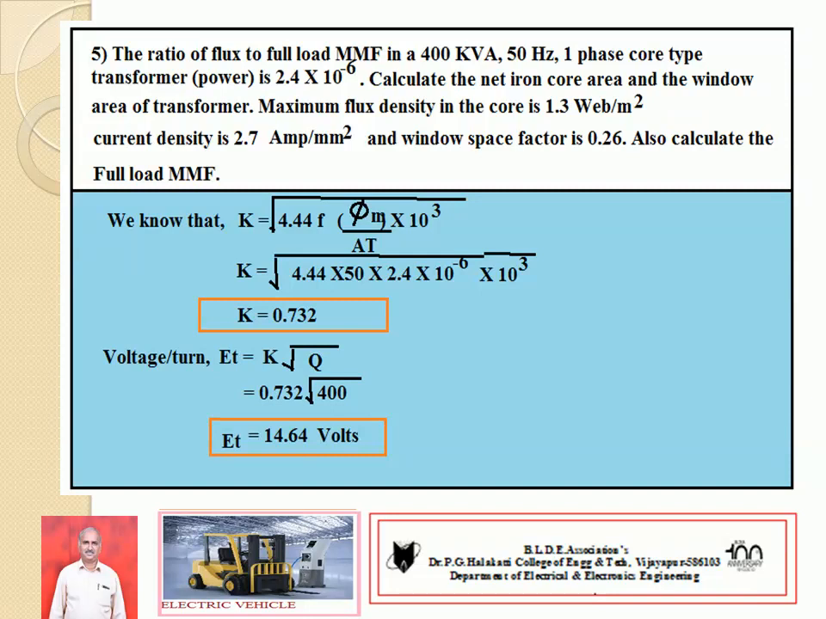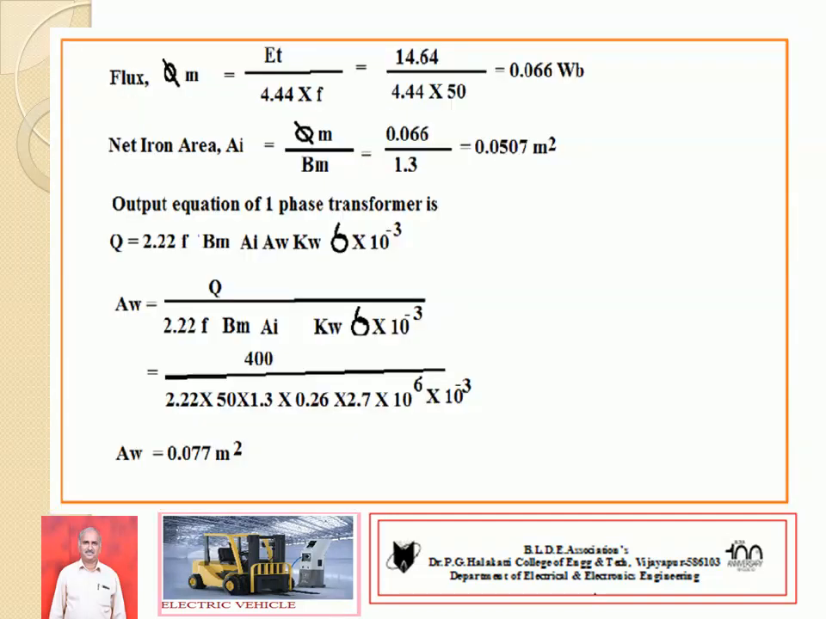Coming to your main expression, voltage per turn ET equals K times the square root of Q. It is given as 400 kVA. Then you determine the ET value. It becomes 14.64 volts. Then you determine the flux phi m value from the ET expression. ET equals 4.44 F phi m, so phi m equals 0.066 Webers. Once you know phi m and Bm, you calculate the net iron area. Net iron area equals phi m divided by Bm.